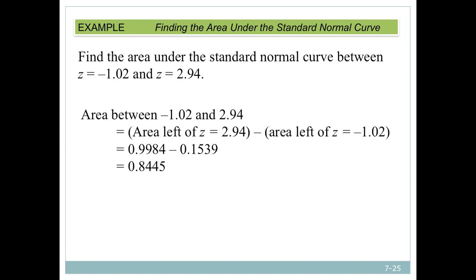All right, now we also have between type questions. So this one, I want to give you a minute to see if you can figure it out. For between, what you're going to do is look up both z-scores first. So go ahead and take your table out, look up a z-score of negative 1.02 and a z-score of 2.94, and write both of those values down.